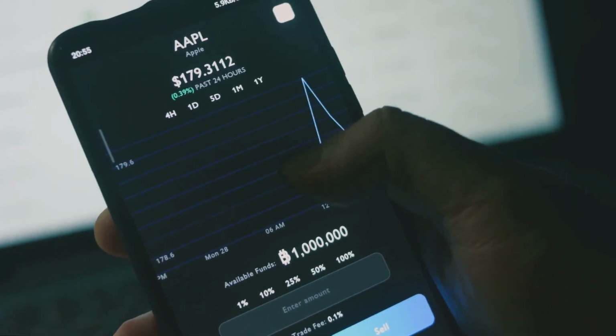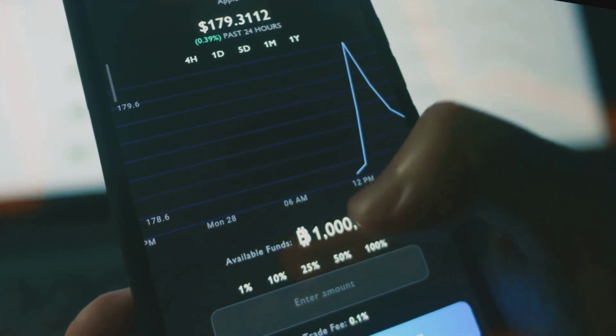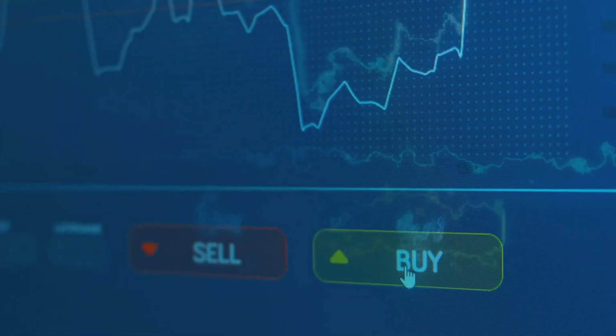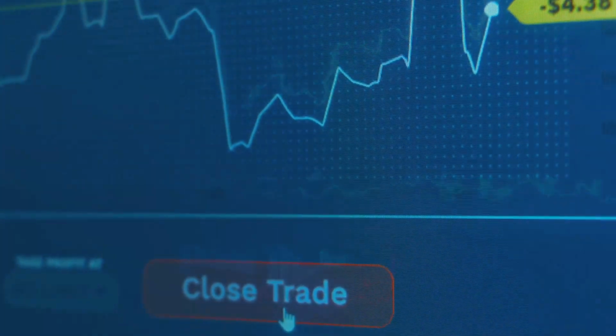Imagine this. You have a set of rules that dictate when to buy or sell Apple stock based on its price movements. Instead of constantly monitoring the markets yourself, you could automate this process with a trading bot. The bot would connect to your brokerage account and execute trades on your behalf, freeing you from the need to watch every tick of the market.